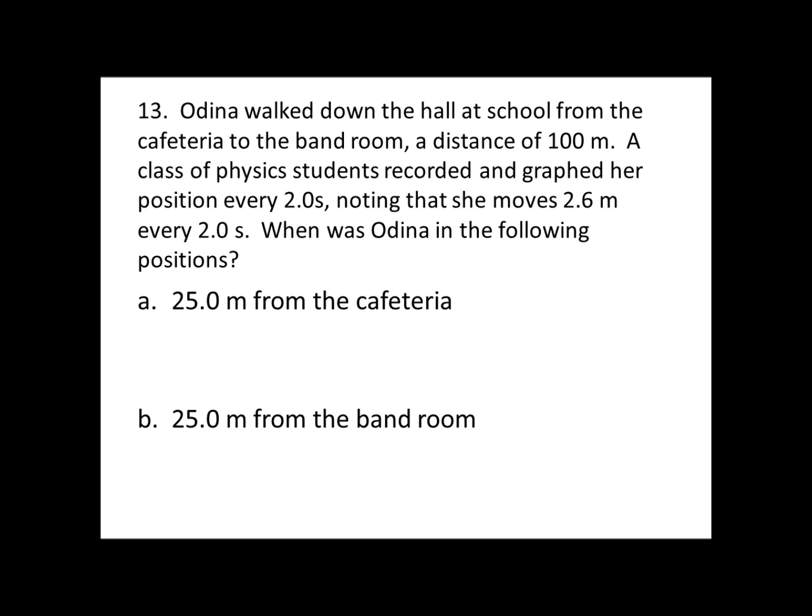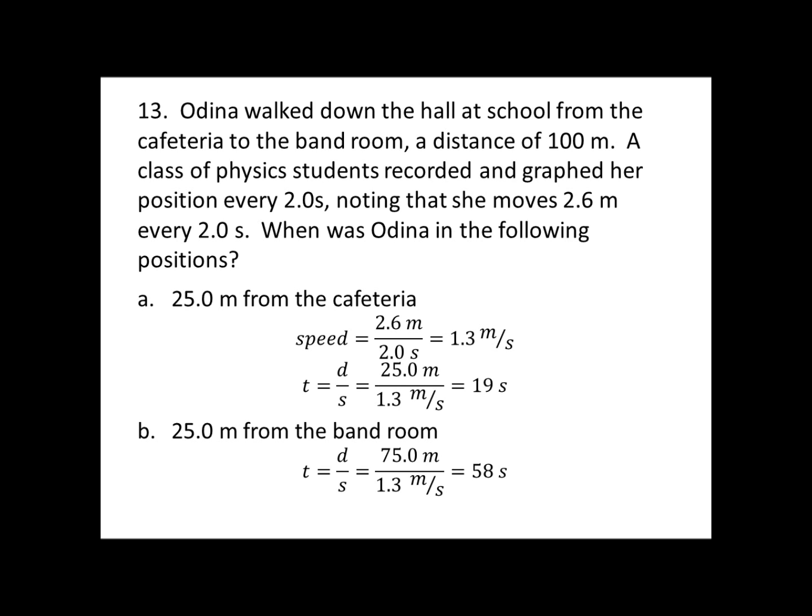One way to answer the questions from A and B would be to actually make that position time graph first. But I decided to go ahead and do the math. We know that her speed is 1.3 meters per second. All I did was take a distance divided by time calculation. Now, in order to find her time, I take a distance and I divide by her speed. So since I want to know how long it took her to get 25 meters from the cafeteria, that's my distance. Divide by the 1.3, and I find out that it took her 19 seconds to reach a distance of 25 meters from the cafeteria.